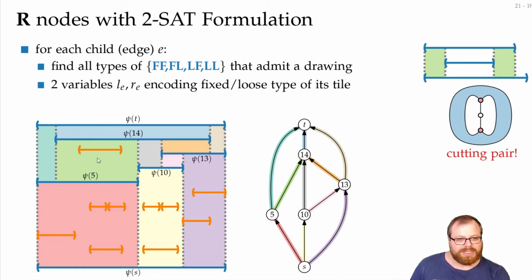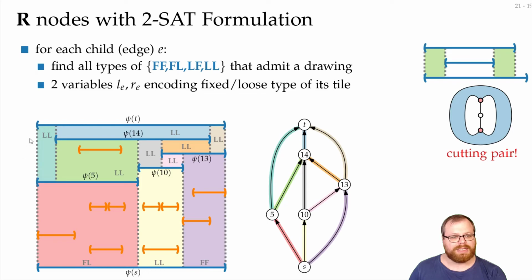Well, for every edge here, we have two variables that encode the fixed and the loose type of its tile. So we have a variable LE that's true if the left side is fixed and false if the left side is loose. With additional constraints, we can say this here has to be fixed, for example, or we can only have FL or we can only have LF, depending on what type of drawings the child admits. But then to be able to make sure that we can combine things, we need additional constraints, the consistency constraints.